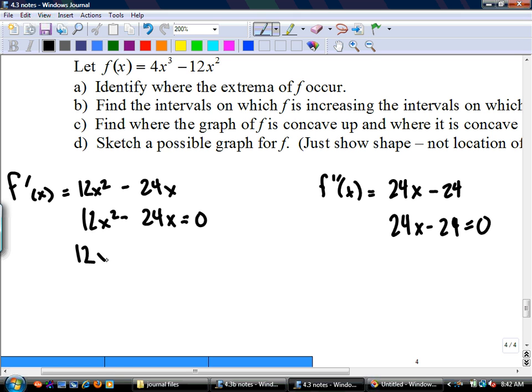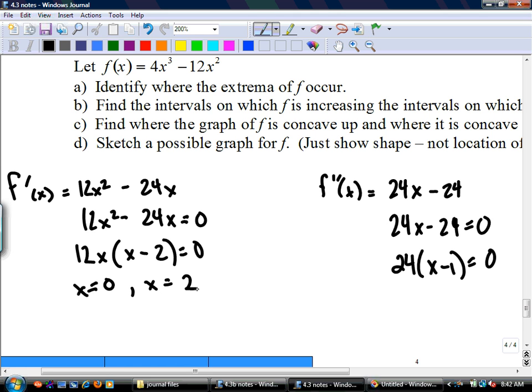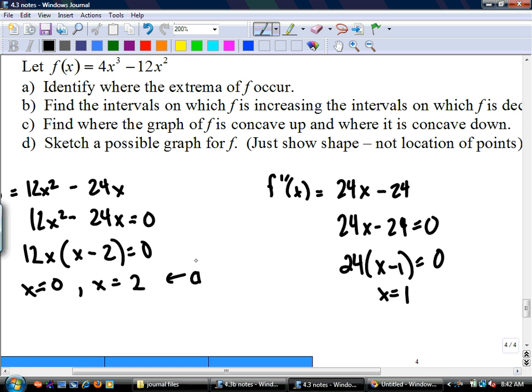So take a 12 and an x out of this one, you're left with an x minus 2. Take a 24 out of this one, you're left with an x minus 1. So extrema occur at 0 and 2. So these are critical points, CPs. And one is an IP.